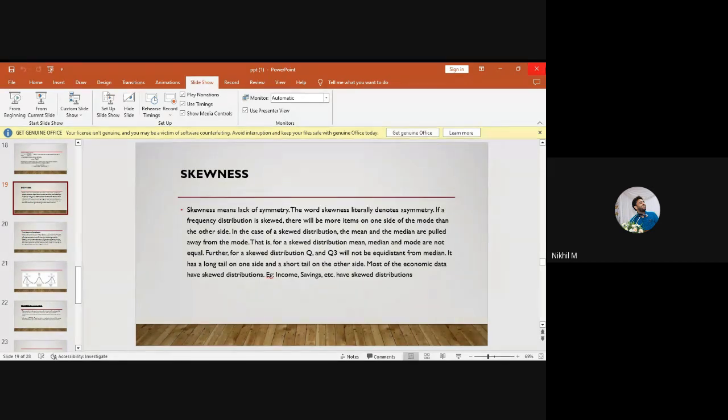Next is skewness. Skewness means lack of symmetry. If a frequency distribution is skewed, there will be more items on one side of the mode than on the other side. In a skewed distribution, the mean and median are pulled away from the mode, so mean, median and mode are not equal. Further, Q1 and Q3 will not be equidistant from the median.